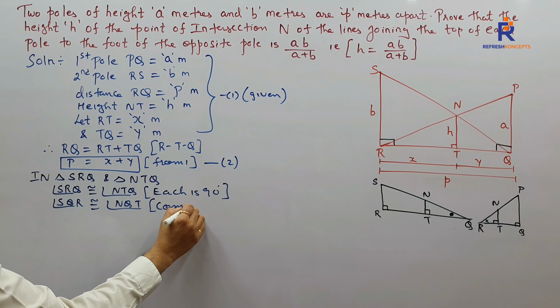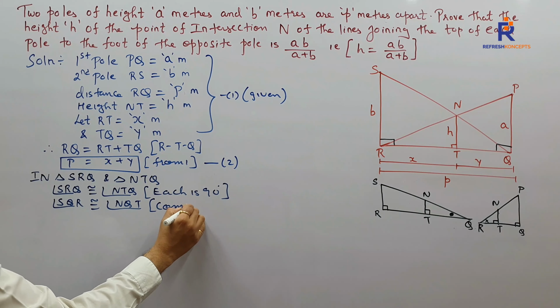Let me jot down all those things which are there in the figure. SR is B. NT is H. RQ, entire one, is P. How about TQ? TQ is Y. PQ is A. NT is H. Entire RQ is P. How about RT? RT is X. Right, children? Let's start.